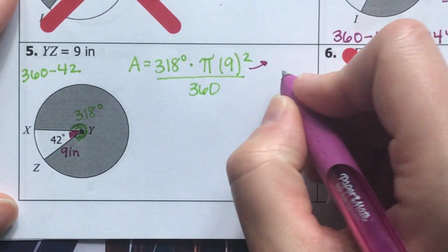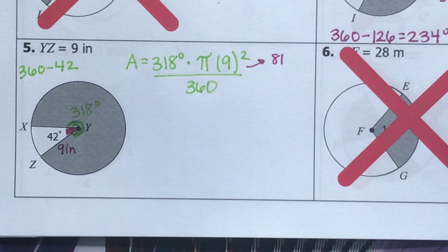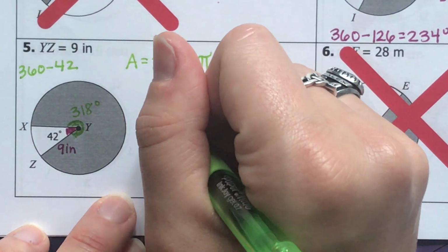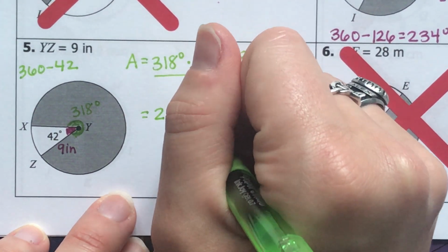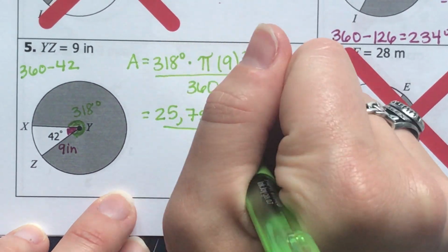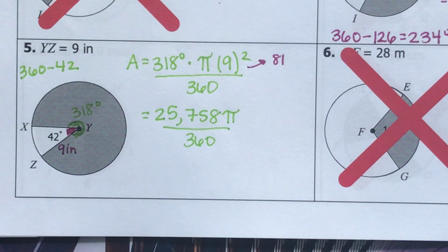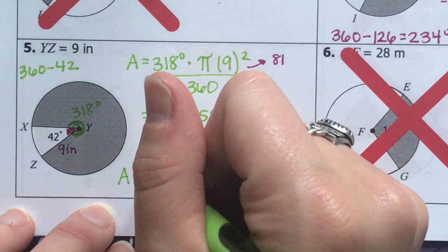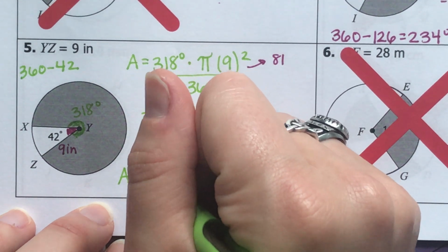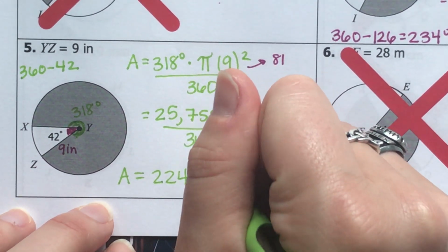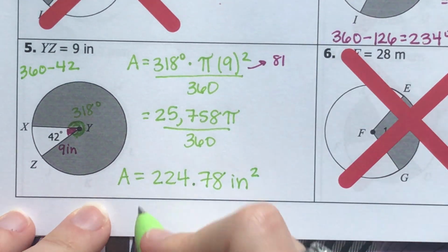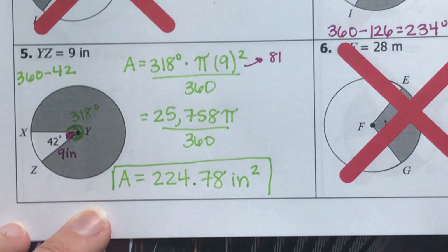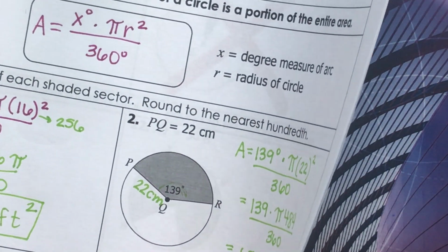I already know 9 squared is 81. So I'm going to multiply 81 times 318. I get 25,758 pi over 360. And now you know what to do. You just multiply times pi, divide by 360. If you don't have a pi button, you can use 3.14. That's also okay. So my area is equal to 224.78, and we're talking about inches squared since it's area. All right, let's flip to the next page.